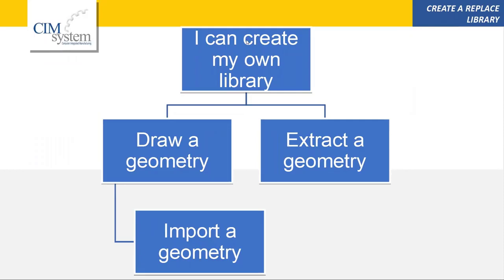Another thing is that I can create my own library of connections. It's important. And there are two different opportunities. I can create my own geometry, drawing it myself, or extract a geometry from an STL file. In this case, I should check that the STL connection is a good connection. In both cases, I can import this geometry inside the replace library and work with this kind of connection.